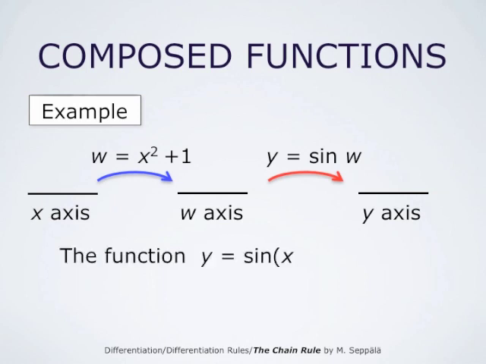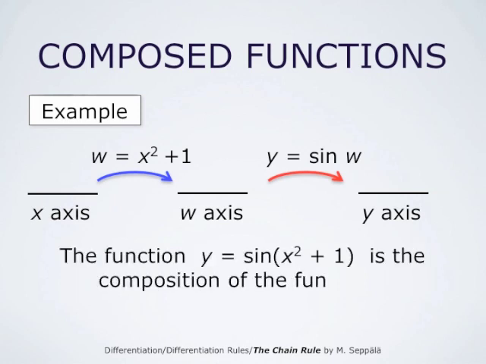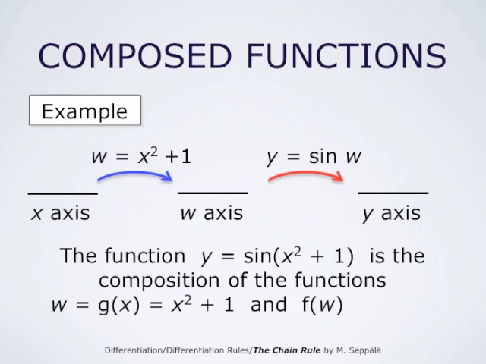The composed function is y equals sine of x squared plus 1, and it is composed of the two functions w equals g of x, which is x squared plus 1, and f at w equals sine of w.